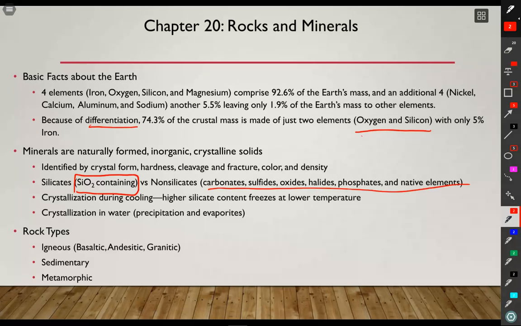Crystallization, remember we had a homework question about which one crystallizes first. Now you're not going to have to do the calculation for what percentage of silicon we have. That's not something I'm going to require you to do on the exam for this type of question. But you do need to know that things with more silicate are going to freeze at a lower temperature, so they're going to freeze later. So if I have a chamber of molten rock and it's slowly cooling, I'm going to form minerals that don't have much silicate first, and then the last ones to form will be the ones that are rich in silicate.